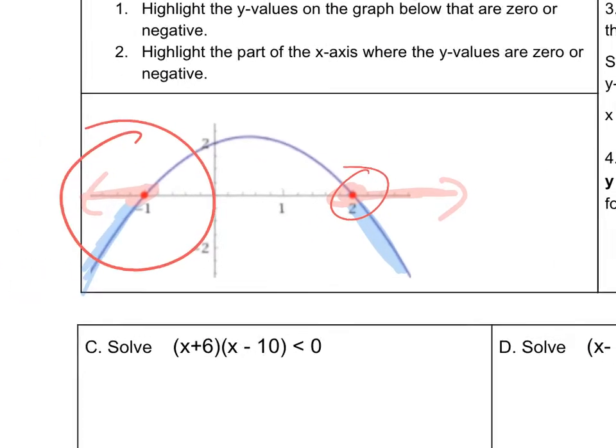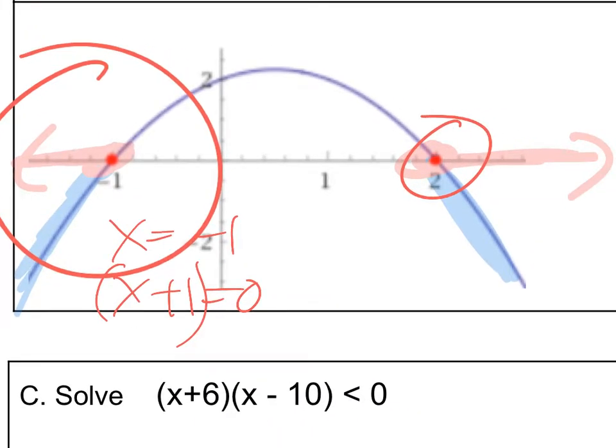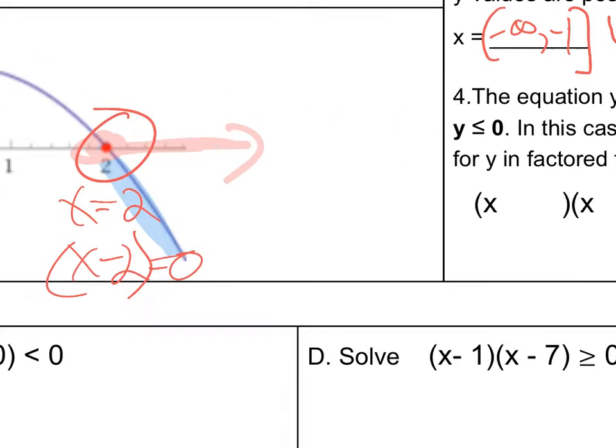And finally, let's come up with the equation of this graph. I know that this is x equals -1, therefore x plus 1 equals 0. So that's our one factor. Then on the other side, I know that x equals 2, so x minus 2 has to equal 0. And then our two factors are x plus 1 and x minus 2.